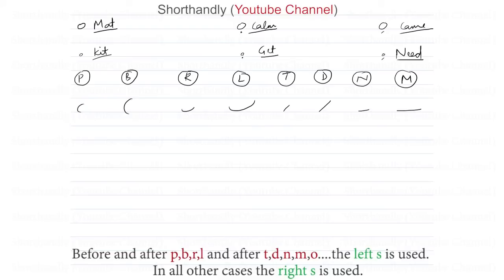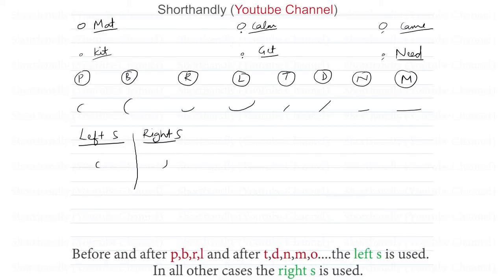Alright, so first of all, let's look at the very first part of the statement. It says before and after P, B, R, L, and after T, D, N and M, the left S is used. So what is left S? Well, there are two ways of making the S character. One is left S and the other one is right S. Left S is made like this and right S is made like this.